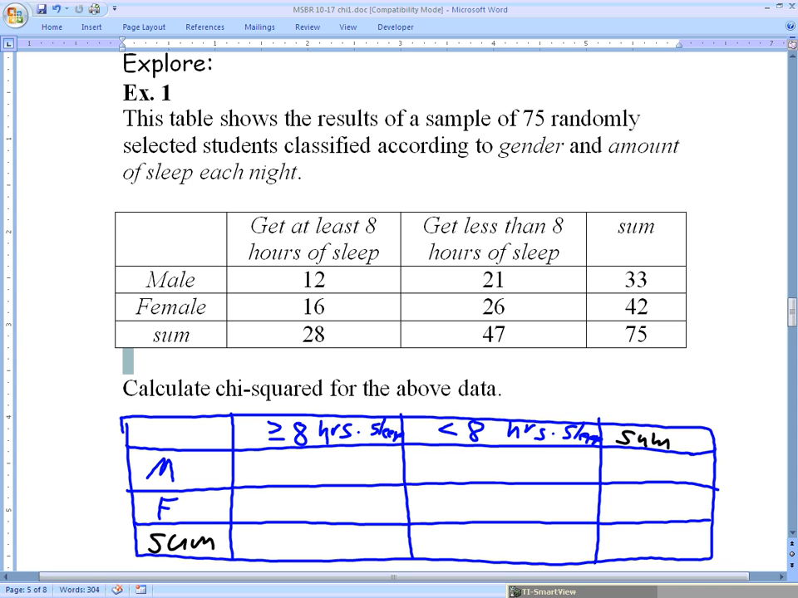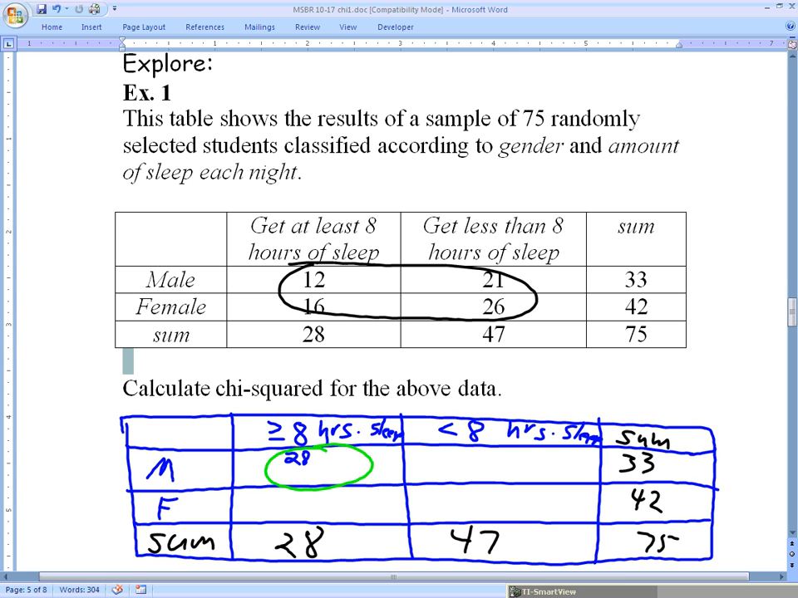From the last slide, we saw that none of this quote-unquote observed data got used for our expected value table. The only thing we carried down were the sums. So we're going to have the sums here: 33, 42, 75, and then 28 and 47. Now, in order to get this first value right here, I'm in the male row, and I'm in the greater than 8 hours sleep. Well, the column here has a total of 28. So I'm going to take that 28 at the bottom of the column, and multiply it times the total from the row, which is 33, and then divide by the grand total, which we see in the bottom right corner at 75.